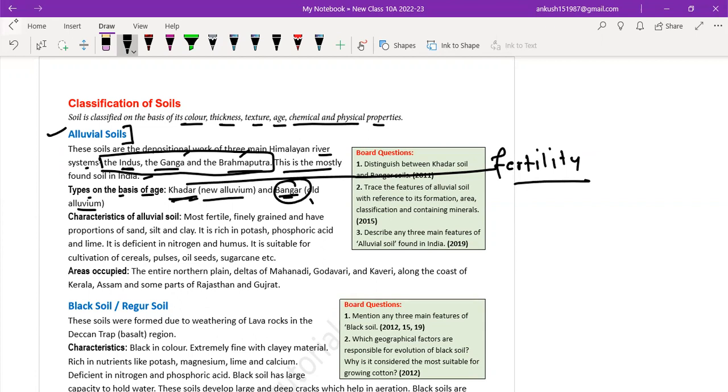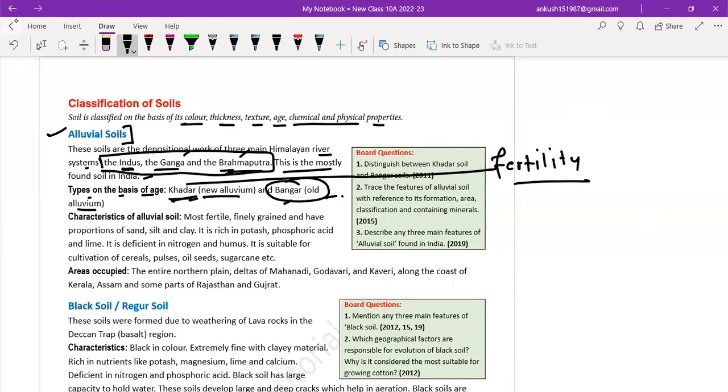Okay, then Bangar. Why is it so? Because Khadar, as we have already learned, is the newly formed alluvium soil, whereas Bangar is the old soil, which is not that fertile. As we have already seen, the Indus, Ganga, and Brahmaputra, due to their flood situation, deposit their depositional work on that old land, and that becomes non-fertile.